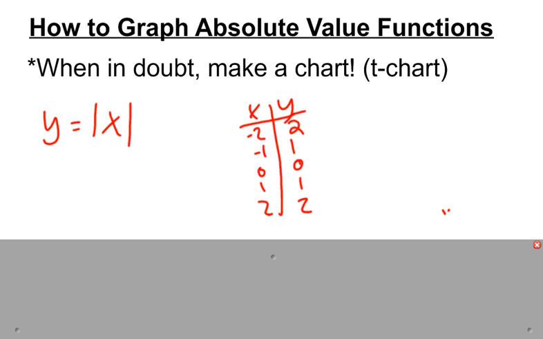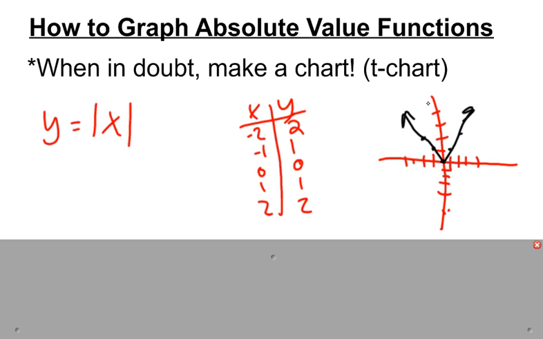When you graph that, I'll just make my own little T-chart here. It will not be perfect, but you'll get the idea. -2, 2. -1, 1. 0, 0. 1, 1. And 2, 2. It makes a perfect V.